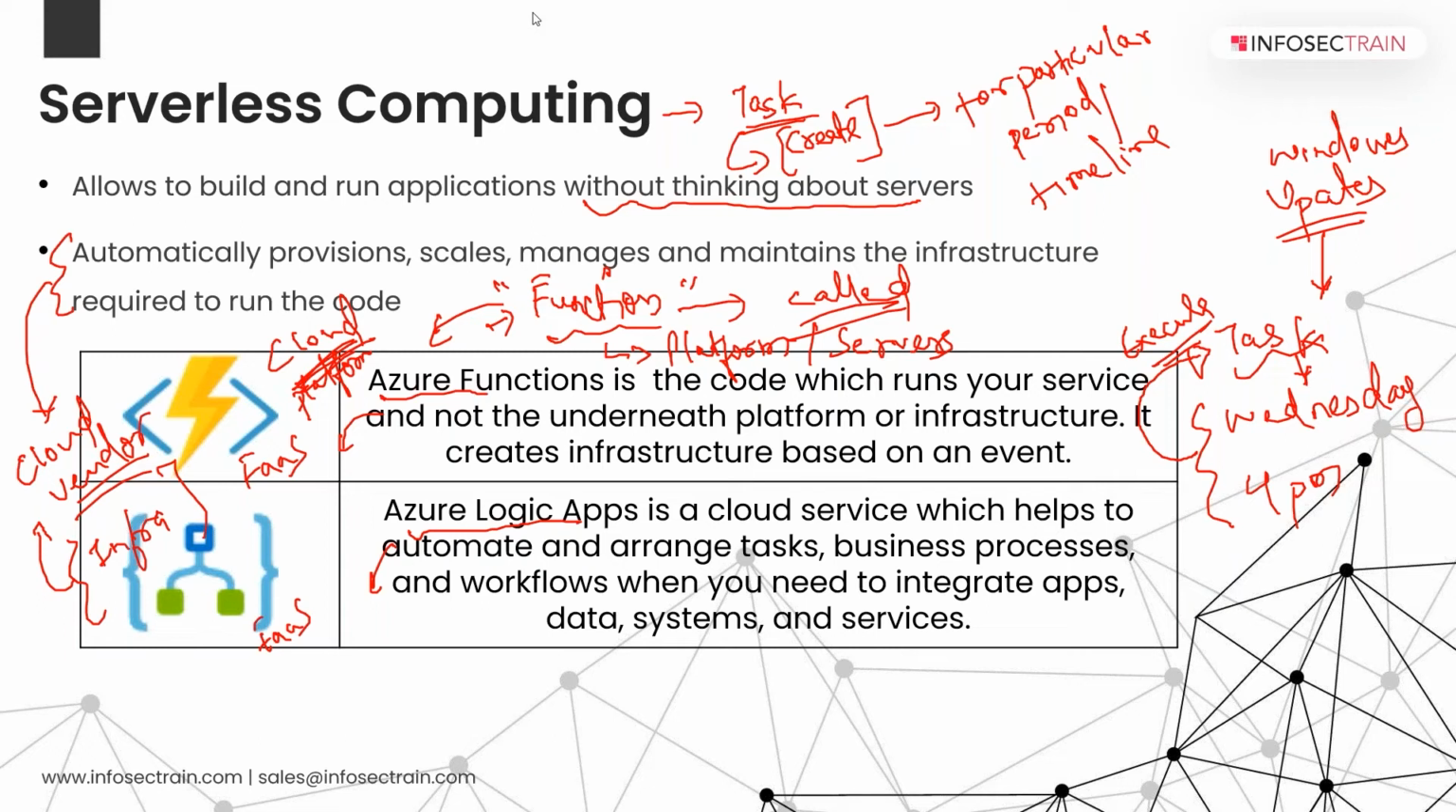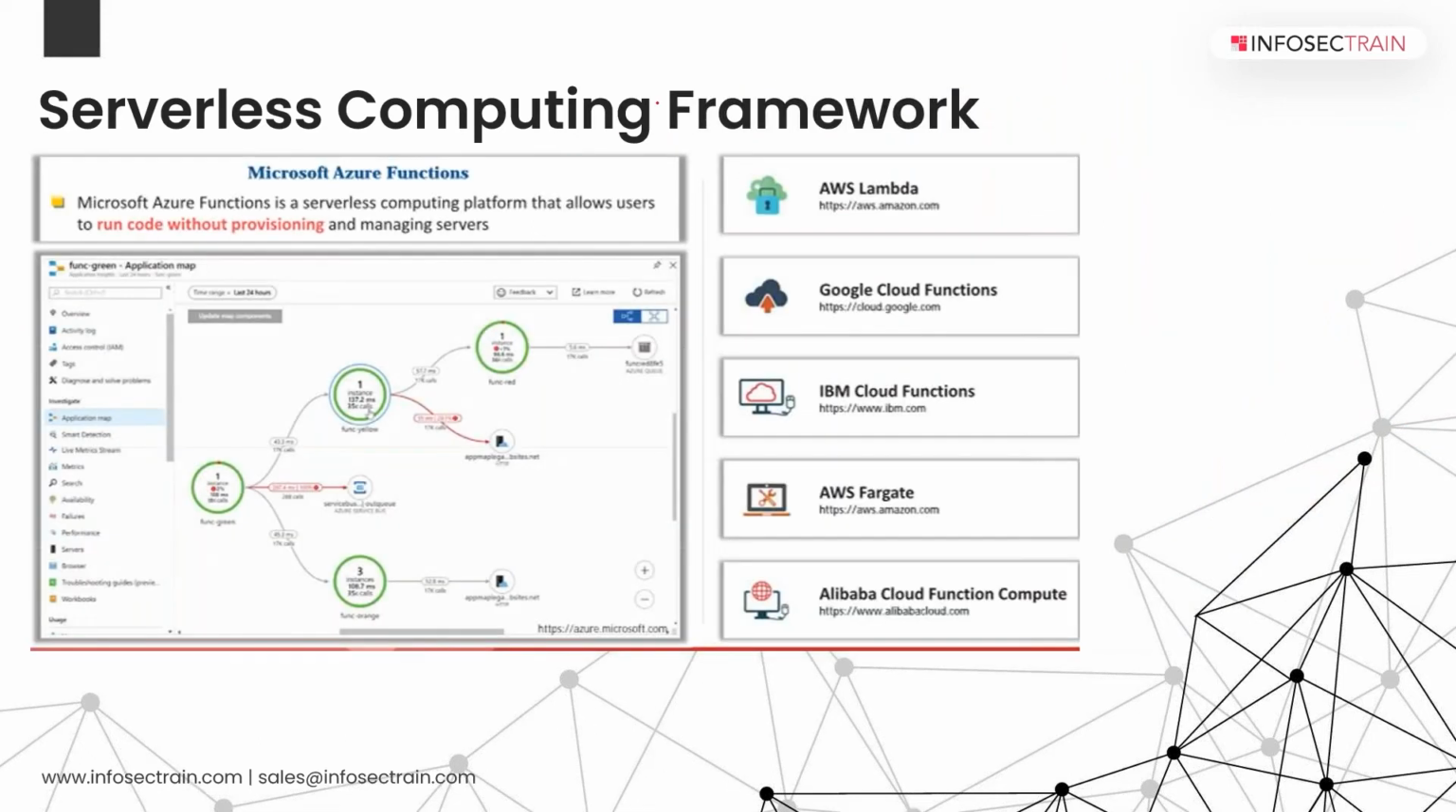So if we look at some of the famous serverless computing frameworks, one of them is your Azure Functions, right? Right now we only discussed Azure Functions. Other than that, we have your AWS Lambda, Google Cloud Functions, IBM Cloud Functions, AWS Fargate, and your Alibaba Cloud Function Compute. Okay, so these are the frameworks which are present for your function as a service.